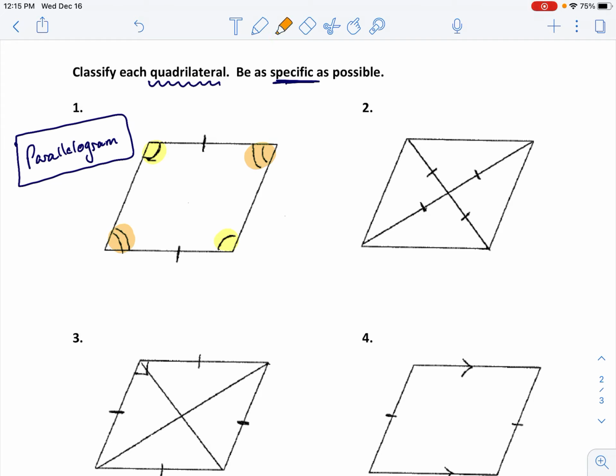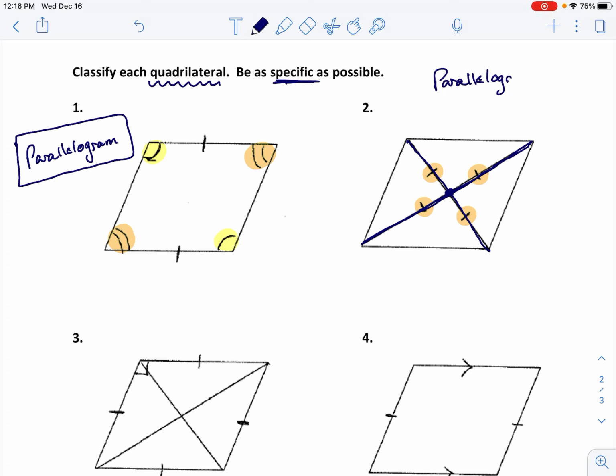All right, number two, there's really two big things I'm seeing here. I'm seeing this, which you might be thinking, well, that's one thing. Those pieces are congruent, but also on top of it, this diagonal is being cut in half, just like this one is. So diagonals are bisecting each other. So that would be parallelogram.